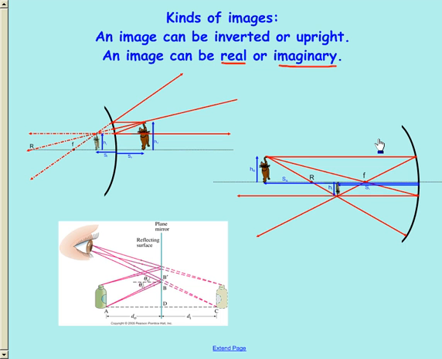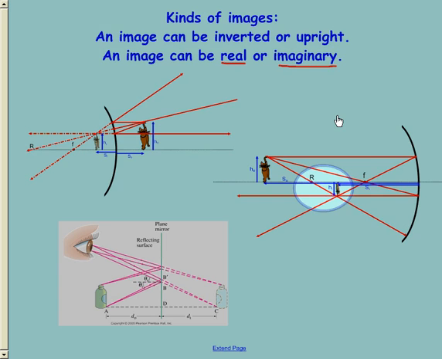A real or imaginary image. Okay, here's the rule. I'm going to say this. It's not written down, so listen carefully. A real image, light rays are actually going to that spot. An imaginary image, there is no actual light rays from the object going to that spot. Let's have a look.